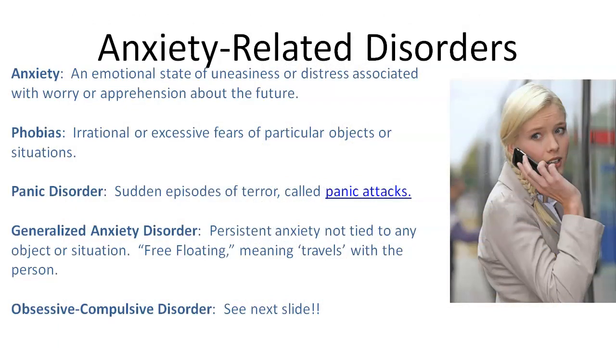Now we actually get into some of the disorders. So the first one has to do with an anxiety type disorder, which is a phobia. So I would remember what a phobia is, which is this irrational or excessive fear of a particular object or situation. We also talk about obsessive compulsive disorder.